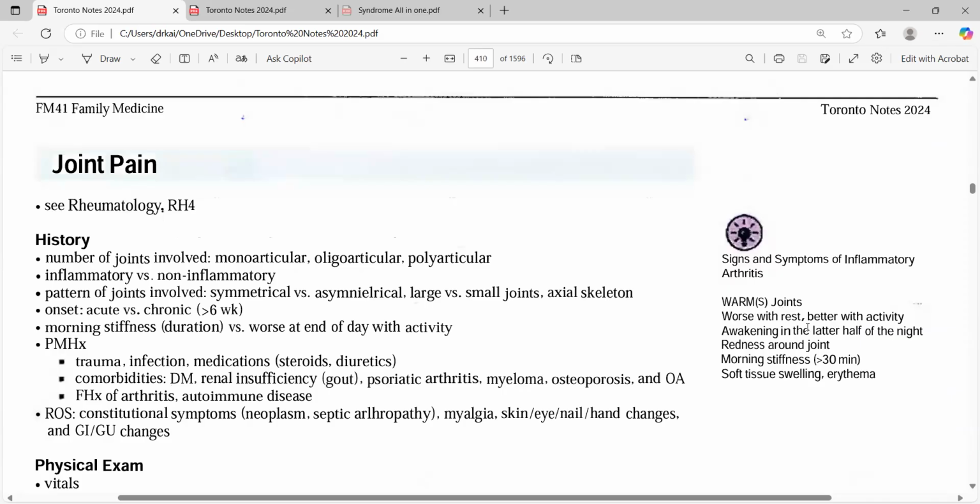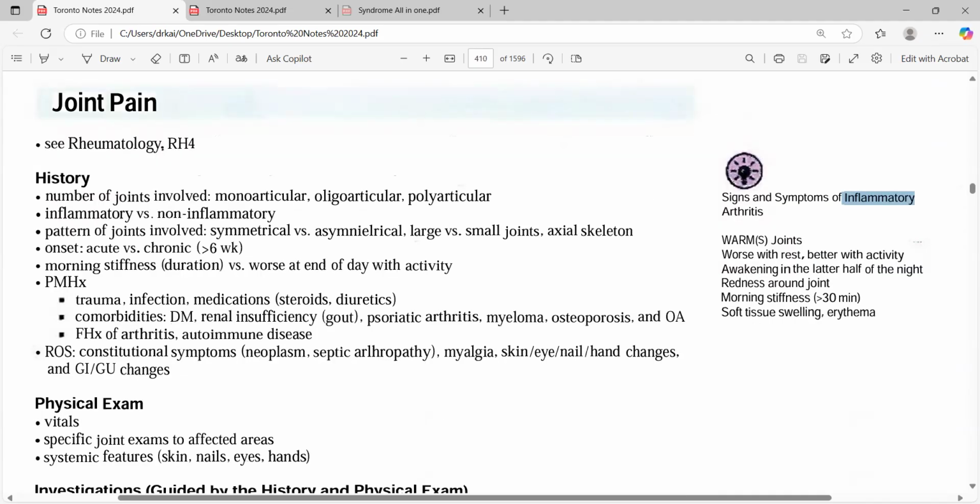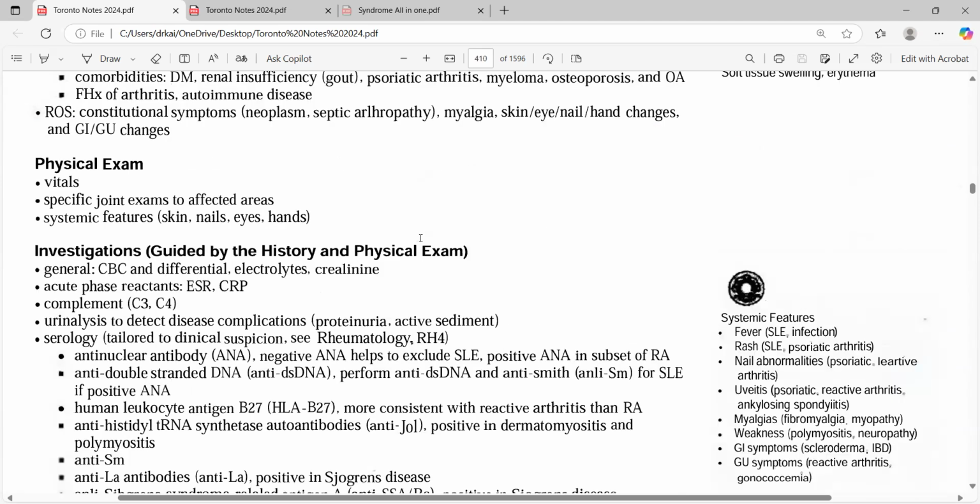Then the warm joints, worse with rest, then with the pain. So basically, this is talking about the inflammatory ones: awakening in the latter half, redness around the joint, morning stiffness more than 30 minutes, and then swelling and erythema. Because you need to know the difference between rheumatoid arthritis and osteoarthritis. They are the most important ones.